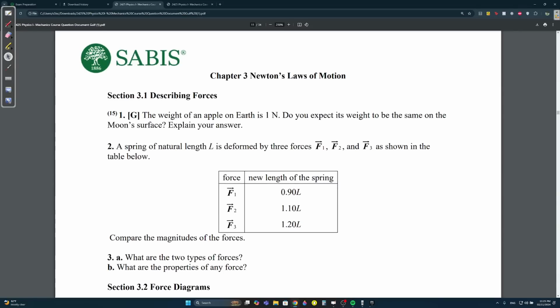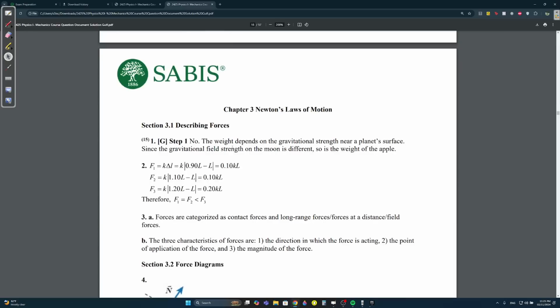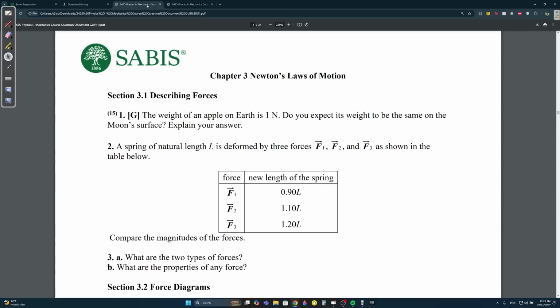The weight of an apple is 1 Newton on Earth. Do you expect it to be the same on the moon? No, because the G is different. The weight depends on the G. Since the gravitational field strength on the moon is different, the weight of the apple is different.